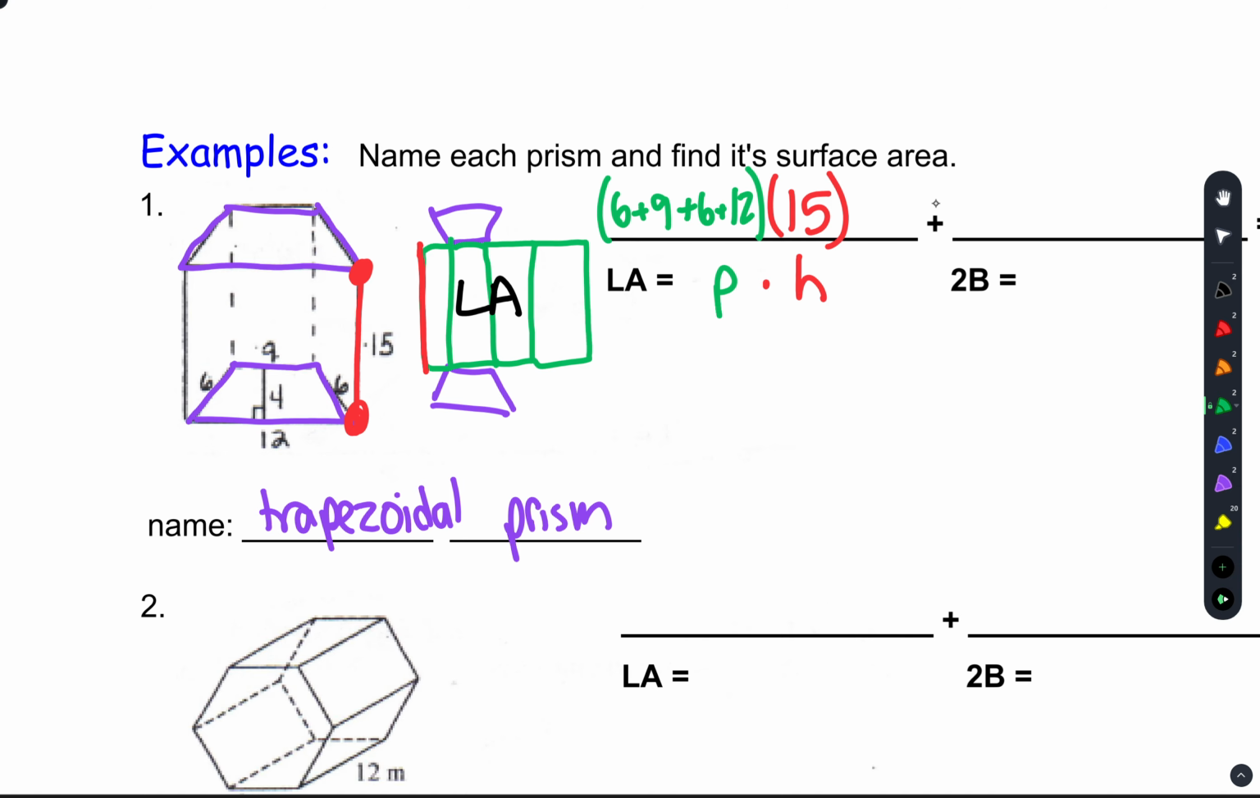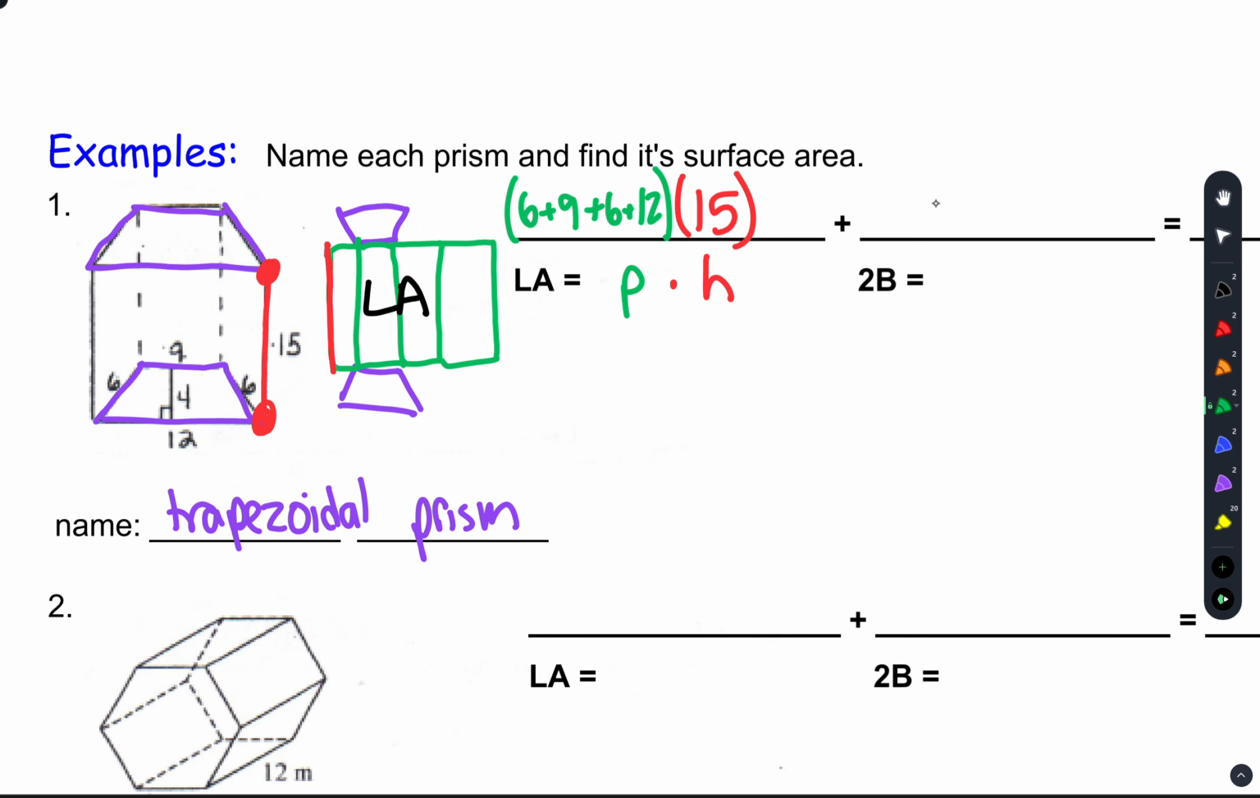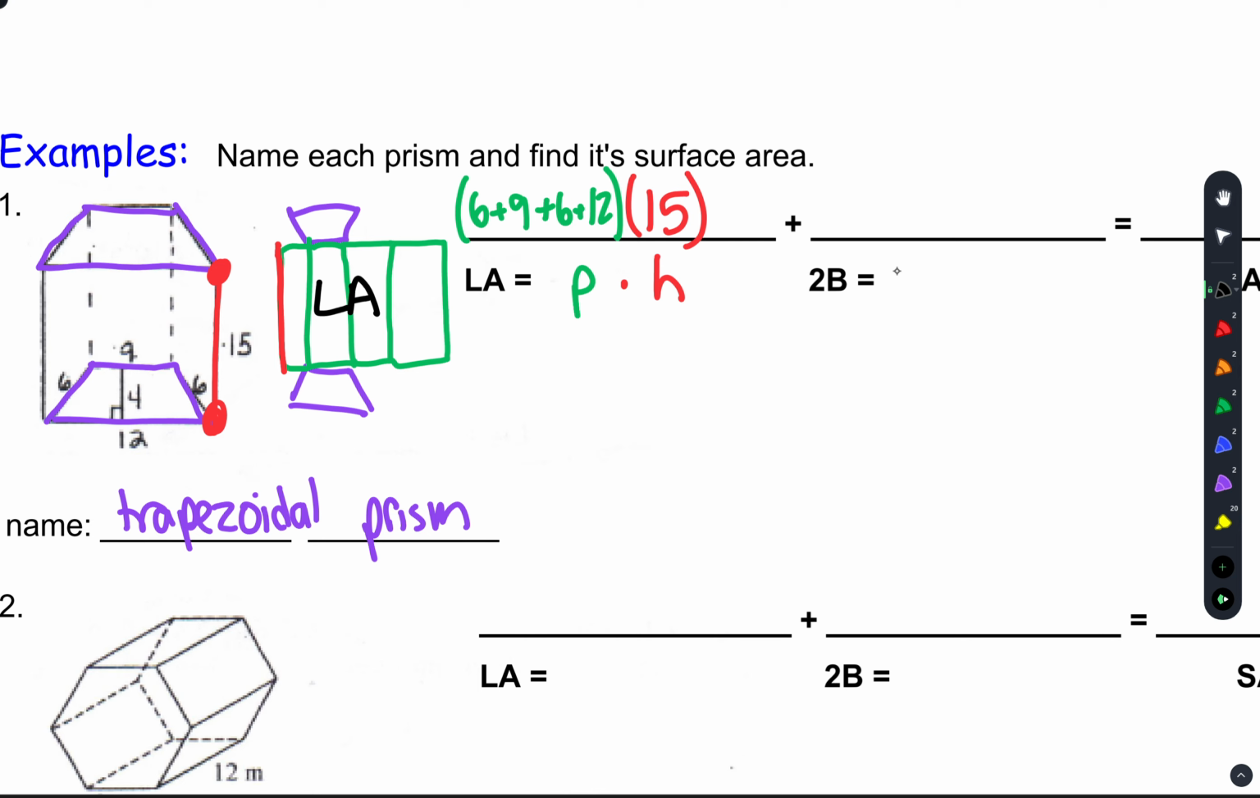Then I have two bases, so I'm going to add on 2 times the area of one of those trapezoids. This is where you use your little blue sheet, or hopefully you remember them, to figure out what the area of a trapezoid formula is. I'll give you this one. This one is 1/2 height times base 1 plus base 2 for a trapezoid. So again, 2 times, I have 1/2 in my trapezoid formula.